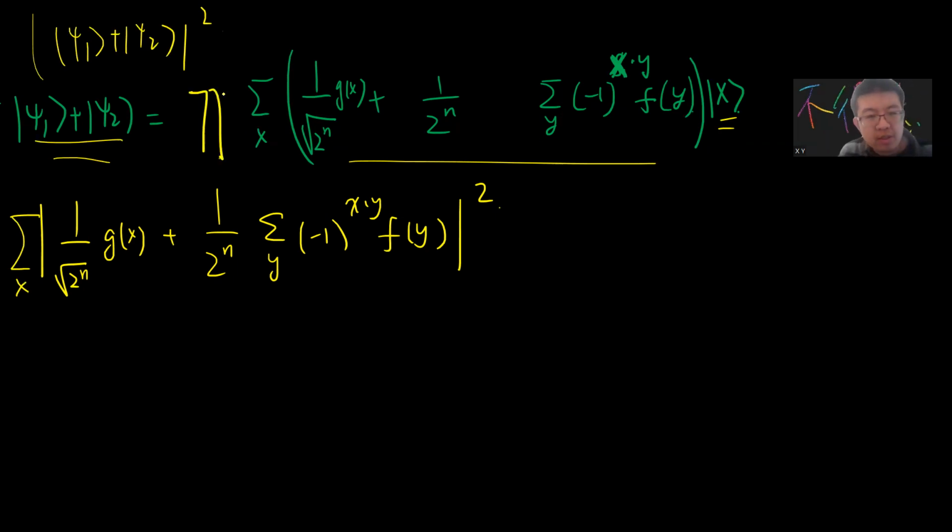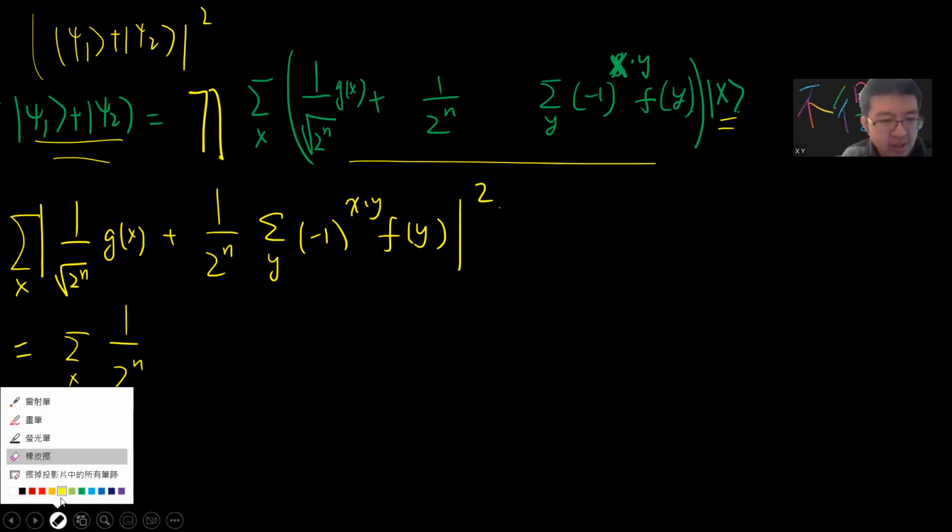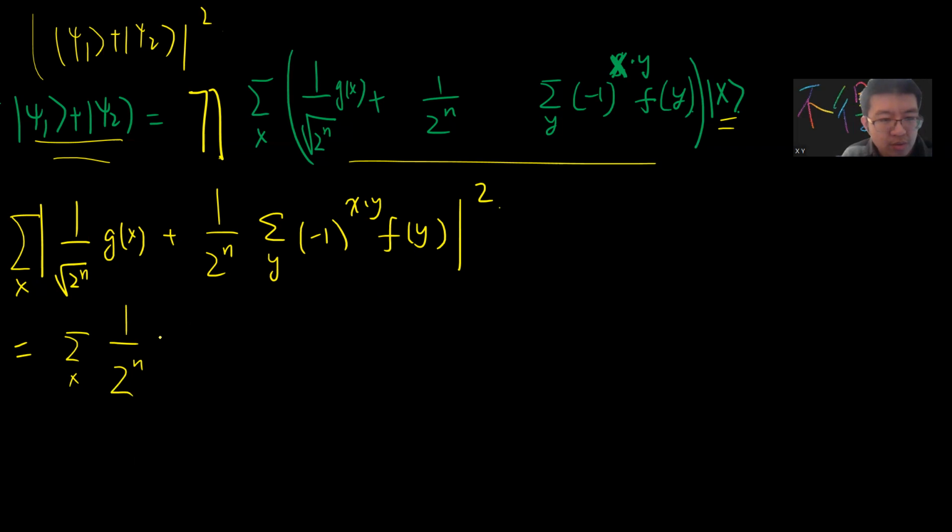Okay, and so let me just compute. The first sum over x, and it's 1 over 2 to the n, g of x squared. Okay, so notice that these f and g are plus or minus 1, so the square is 1. Okay, plus the summation over x.